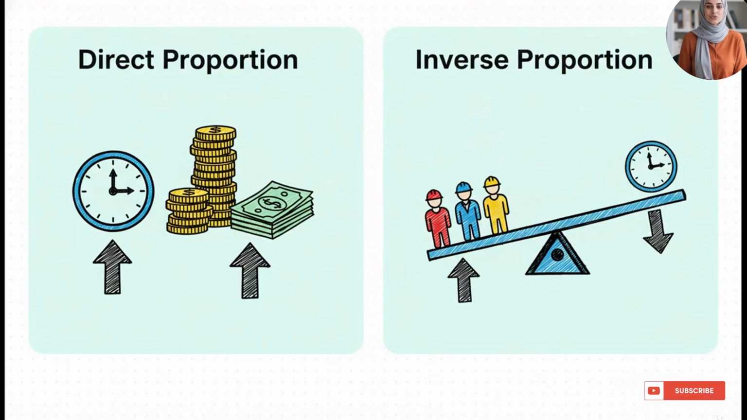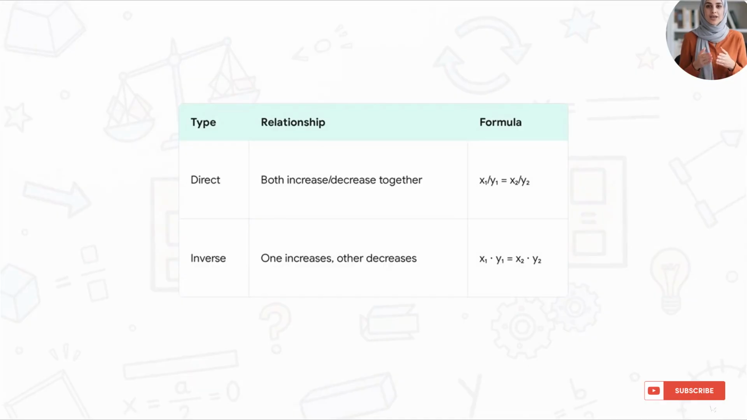For a direct proportion, think of it like two things moving together, holding hands. If you work more hours, you make more money. See? They both go up. But with an inverse proportion, it's more like a seesaw. If you have more people working on a project, it takes less time to finish. One goes up, the other goes down. Simple as that.